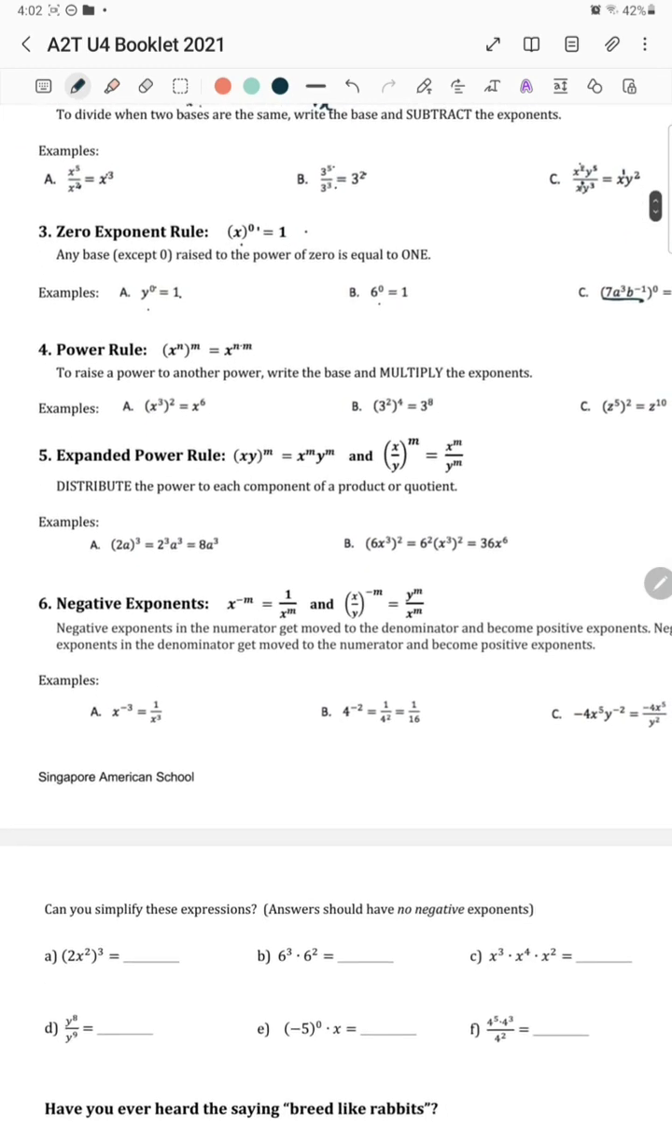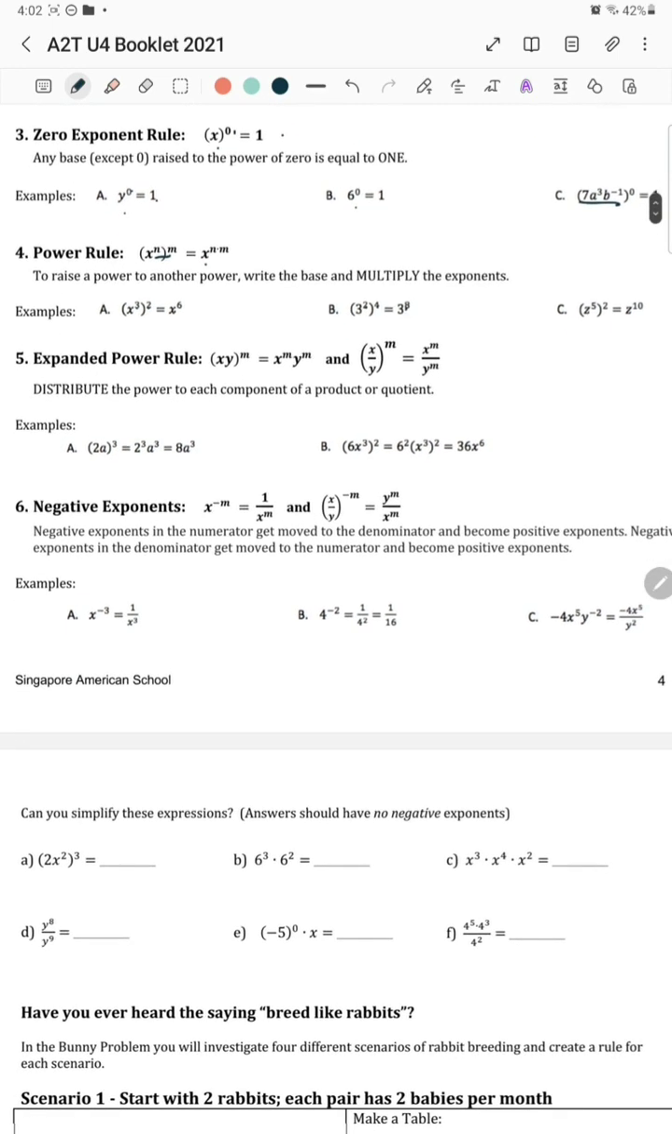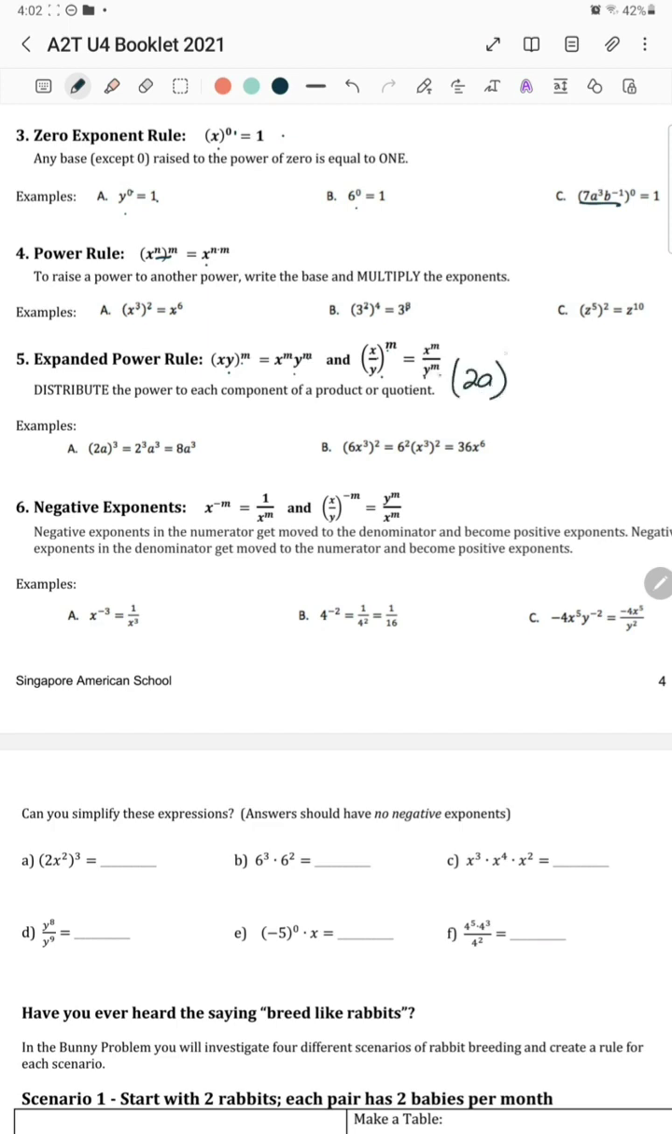Power rule. x to the n, to the m, is equal to x to the n times m. If it is like this, the exponents are multiplying. 3 times 2 is 6, 4 times 2 is 8, 5 times 2 is 10. Expanded power rule. (xy) to the m can be written as x to the m, y to the m, and (x over y) to the m can be written as x to the m over y to the m. For example, (2a) cubed I can write as 2 cubed a cubed, which is equal to 8a cubed. Or (6x cubed) squared I can write as 6 squared x cubed squared, which is equal to 36 x to the power 6.